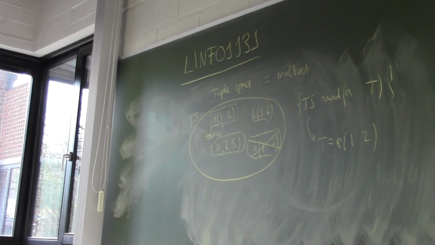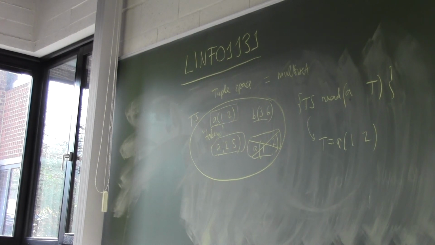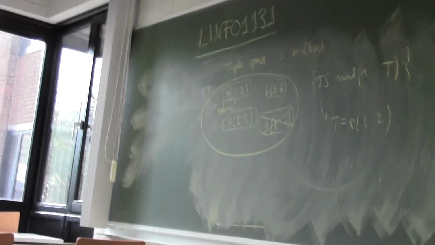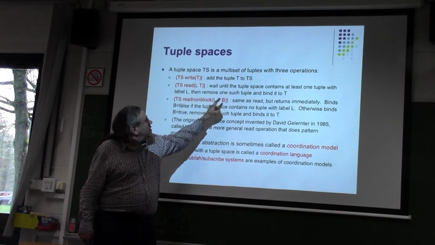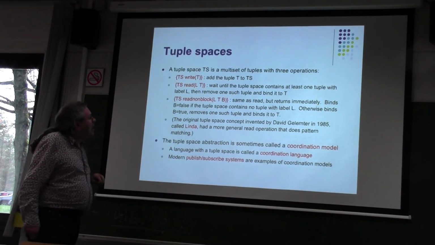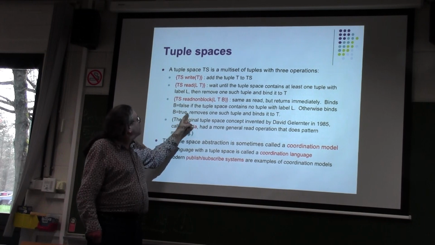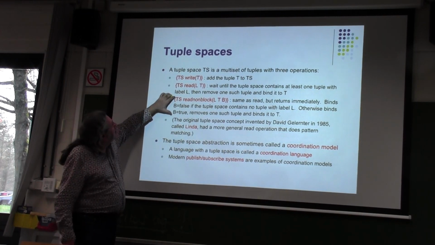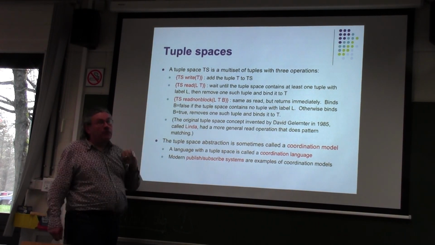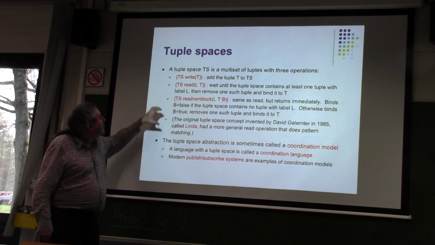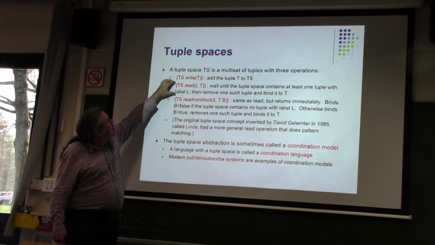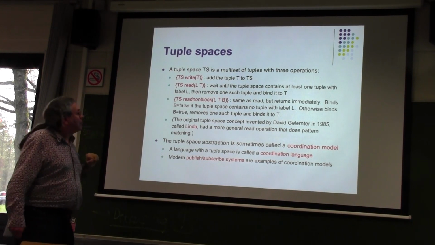And there's also a version of read which is non-blocking read, which takes 3 arguments, L, T, and B. Same as read, but it returns immediately. And B is a Boolean. And B is equal to false if there's no tuple with label L. Otherwise, if there is one, B is equal to true. So you see this one is checking whether there's a tuple, and it doesn't wait. So there's 2 variations of the read. There's a blocking and a non-blocking version. Okay?